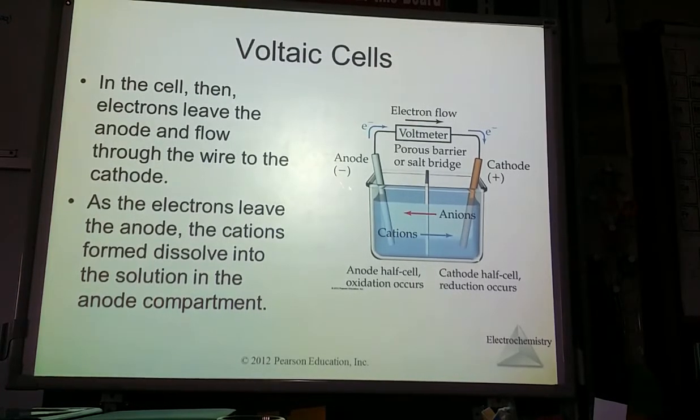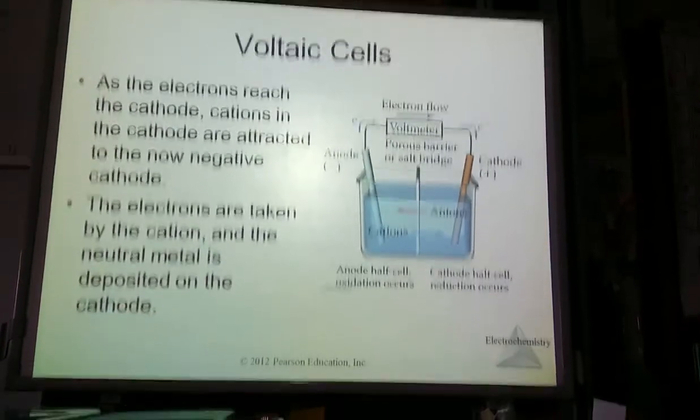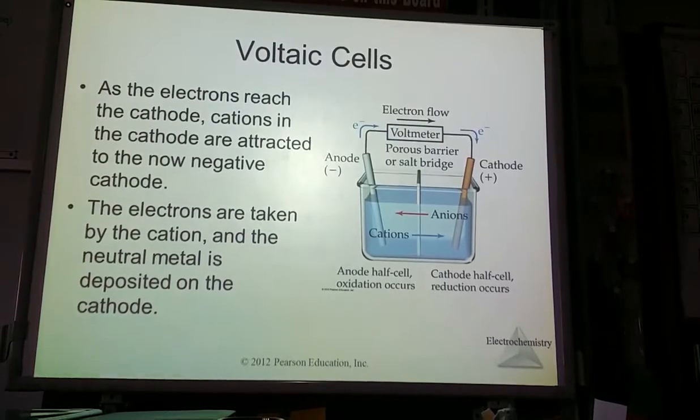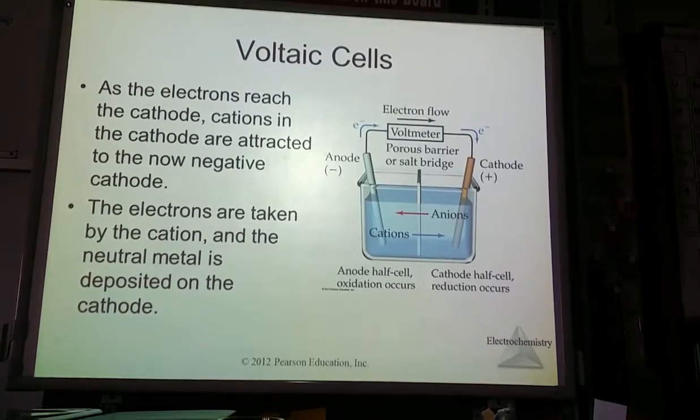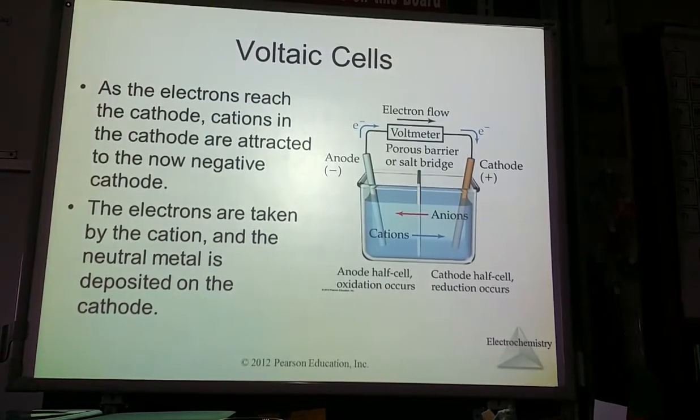Electrons are never going to stay over here at a negative terminal. I have likes repelling likes here. I want the electrons to have some type of Coulombic attraction, so those electrons are going to be attracted over here to the cathode side, that positive end. As the electrons reach the cathode, cations in the cathode are attracted now to the negative cathode. Electrons are taken by the cation, and a neutral metal is now deposited onto the cathode. So we've already explained that part. This is just giving bullet points to that.